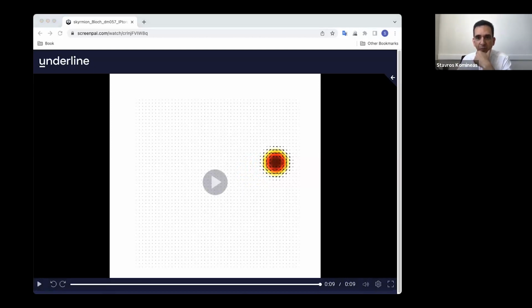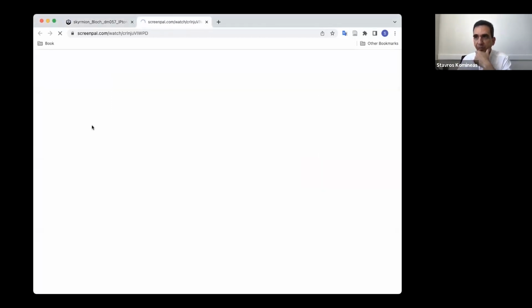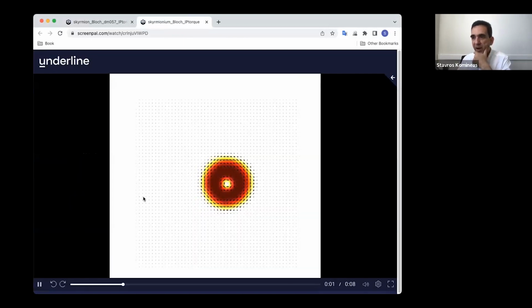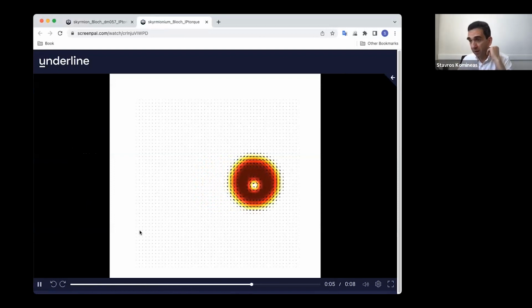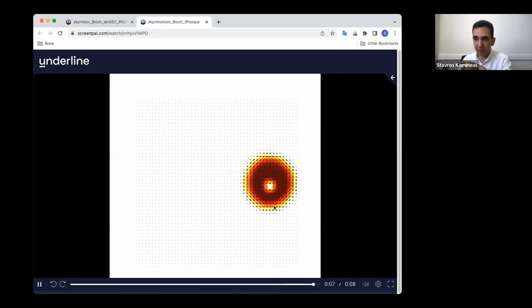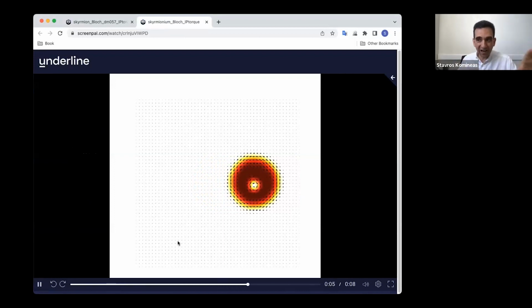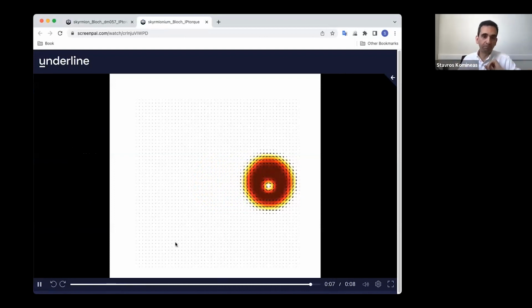If you do the same thing with a skyrmionium, and you apply exactly the same current flow, you see that the skyrmionium is moving. Actually, it is accelerated. It is not easy to see the acceleration in this simulation, but if you follow carefully the position of the skyrmionium, you see that it is accelerated in the direction of the flow.